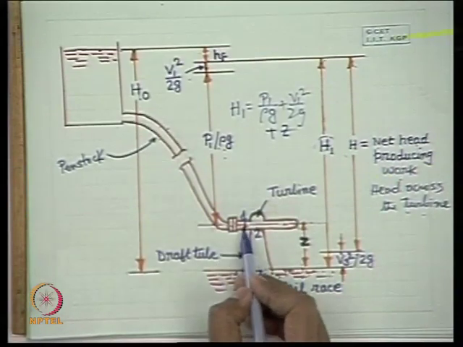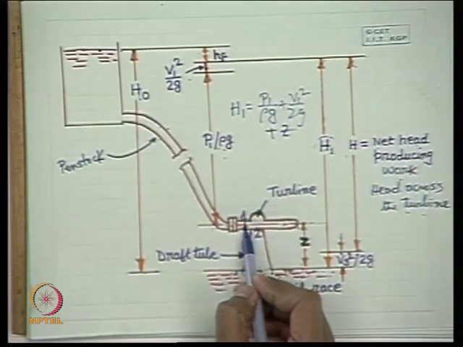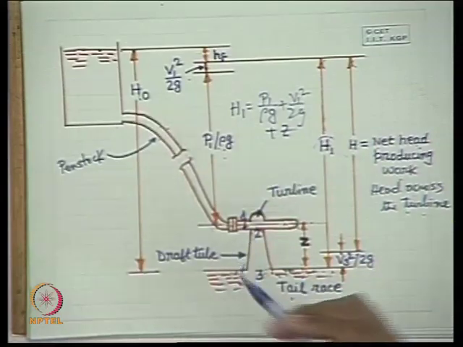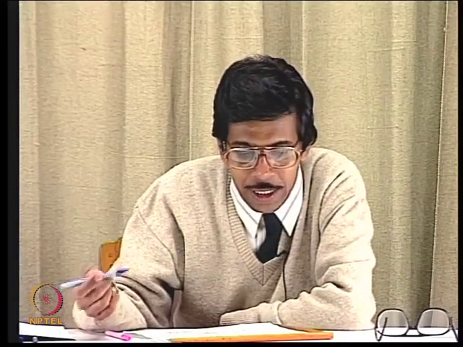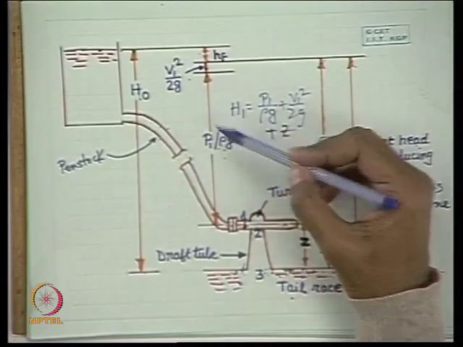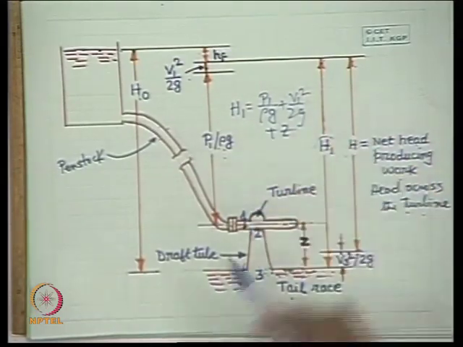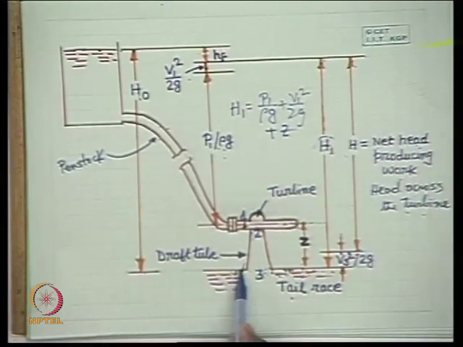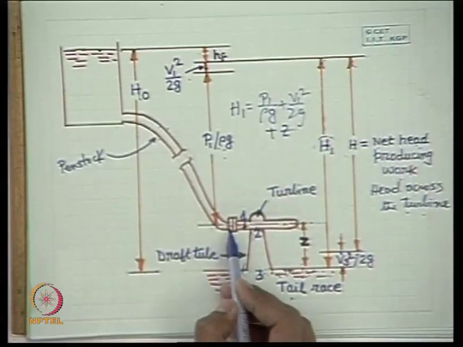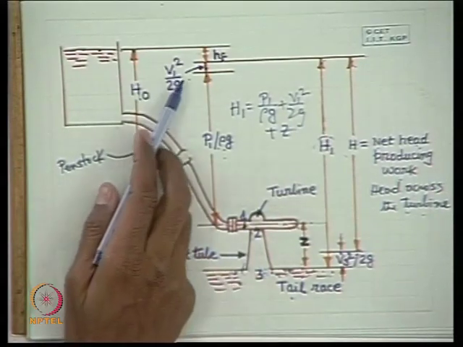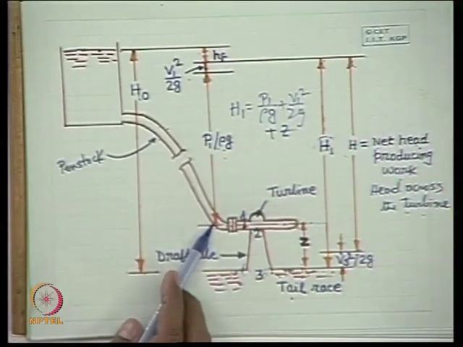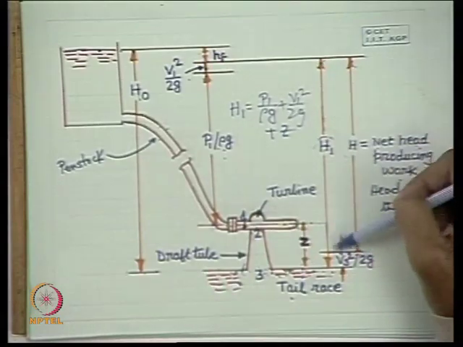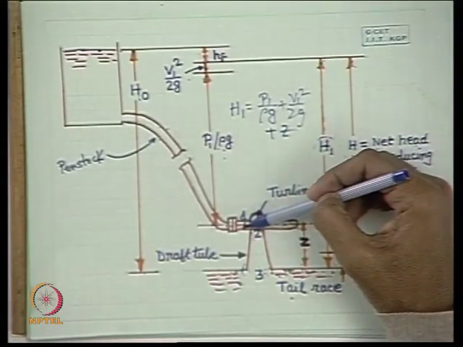That means the energy at any point in a flowing fluid, mechanical energy, is the sum of kinetic energy plus pressure energy plus the datum energy. That means the potential energy. That means velocity head, kinetic head, pressure head, and the potential head. So, we have chosen this line, this tailrace level, as the datum. Therefore, the total energy comprises velocity energy, which is V1 square by 2g, plus the pressure energy P1 by rho g, plus this Z. So, this is the total head at the inlet to the machine.